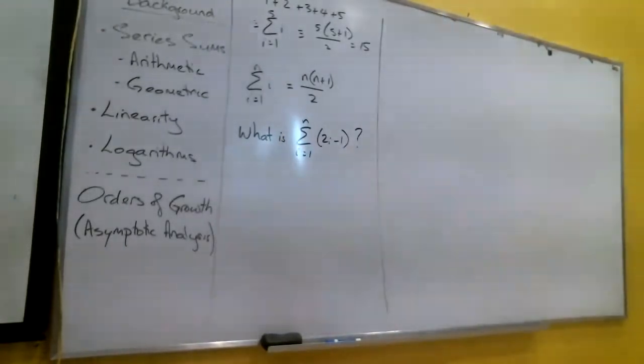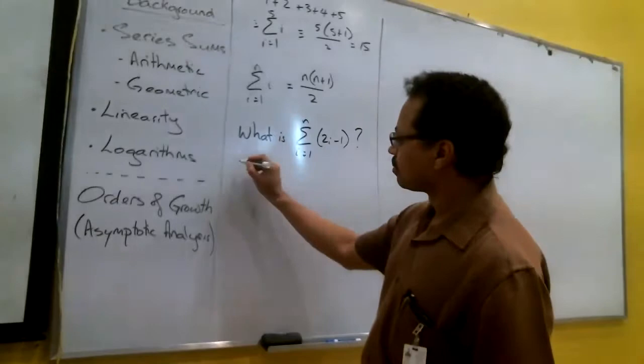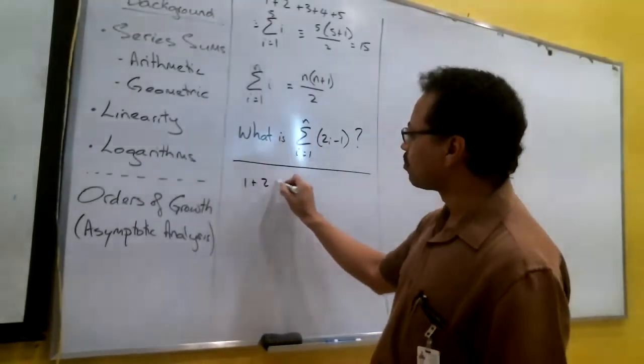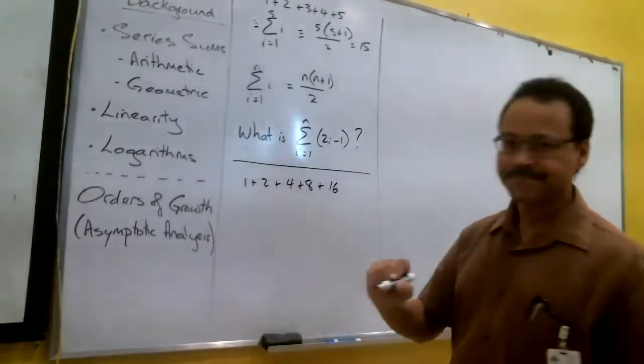Before I do that, I want to show you another kind of series called a geometric series that also has a nice systematic way to express its sum. So first of all, what is a geometric series? Let's examine 1 plus 2 plus 4 plus 8 plus 16.